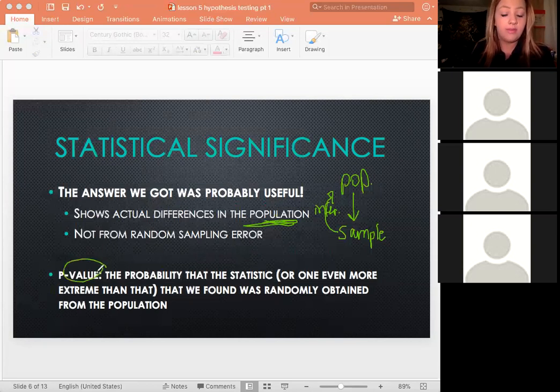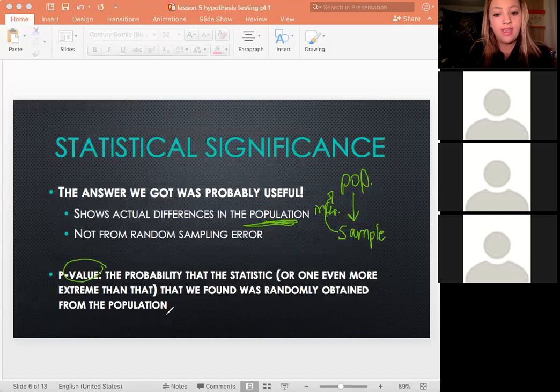And then our p-value is something you're going to see very often. This is going to be a smaller number usually. We want it to be small because the smaller it is, the more confident we are that there is some sort of change. So the technical definition is the probability that the statistic, or one even more extreme than that we found, is randomly obtained from the population. Sometimes that definition confuses people.